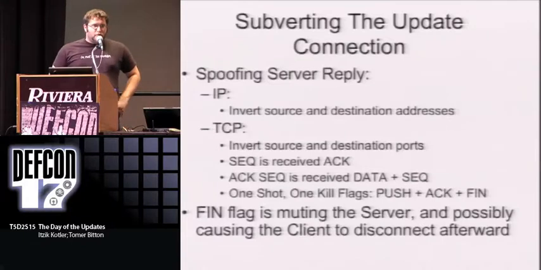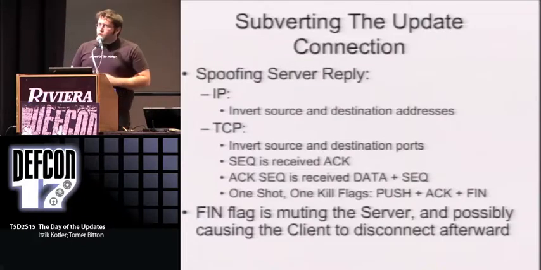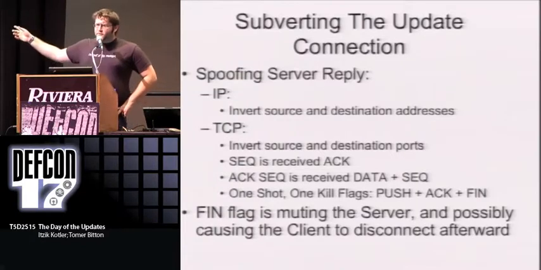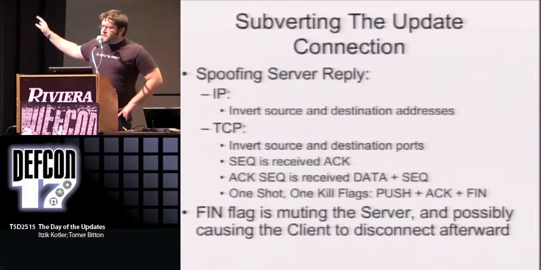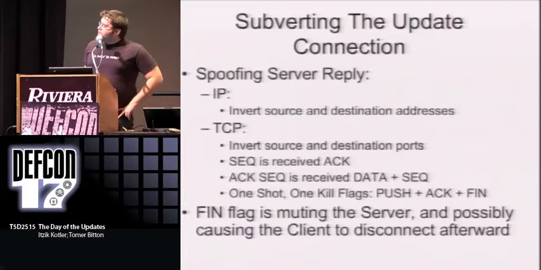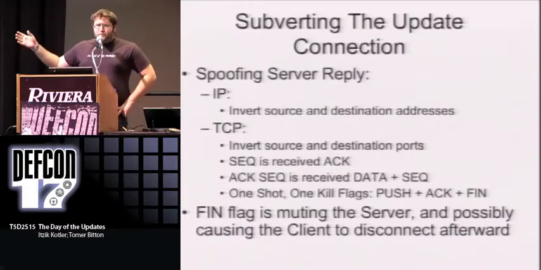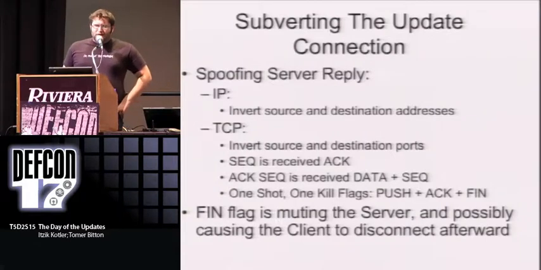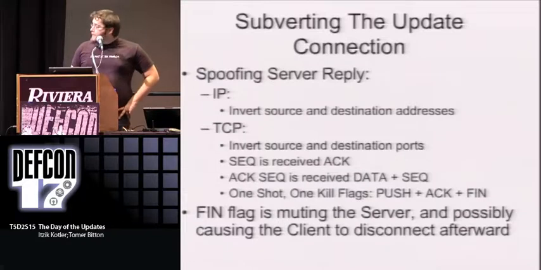Okay, so let's start the attack. What you can see here is layer 4 and layer 3 of the attack. On layer 3, we're not doing anything interesting, simply inverting the IP addresses. On layer 4, we do have something very interesting. As you can see, as usual, we compute the sequence, the checksums, the basics. But we're also going to pull what we call a one-shot, one-kill trick.